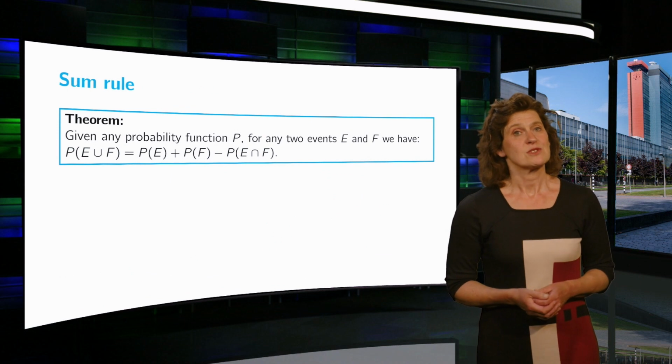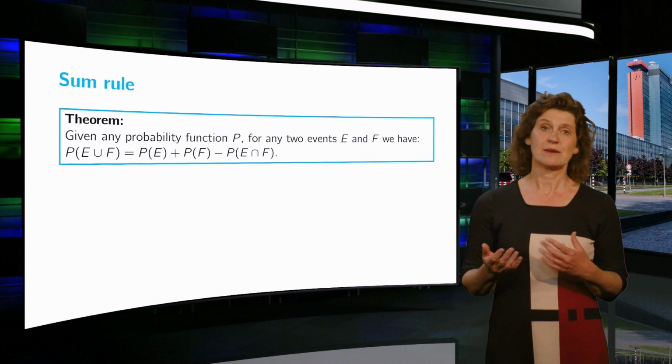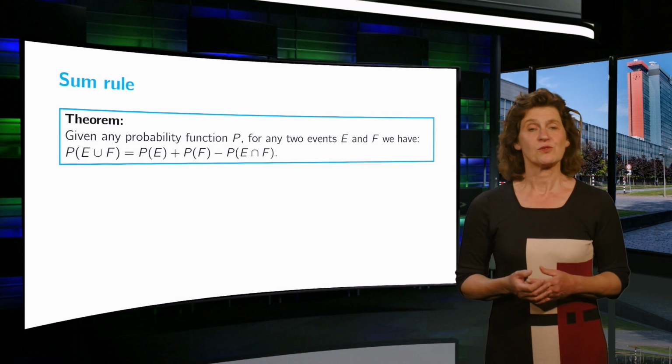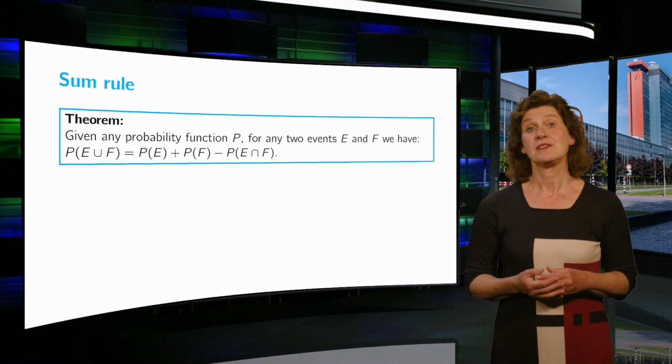This property can be summarized as the sum rule. Given any 2 events A and B, we can compute the probability of their union by adding their individual probabilities minus the probability of their intersection.